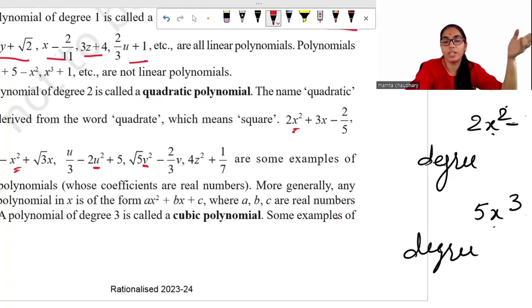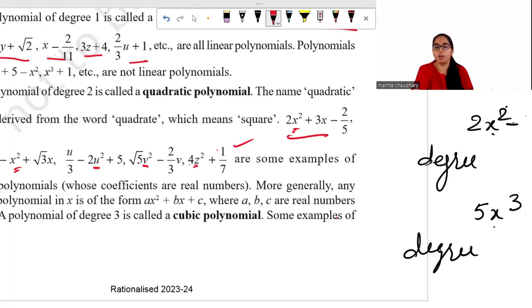It means quadratic polynomial. Here 4z square plus 1 by 7. Here also the power of z will be 2. If the power of z is 2, what do we call it? We call it a quadratic polynomial. So these were all examples of quadratic polynomials. Okay. Now let's see the next one.